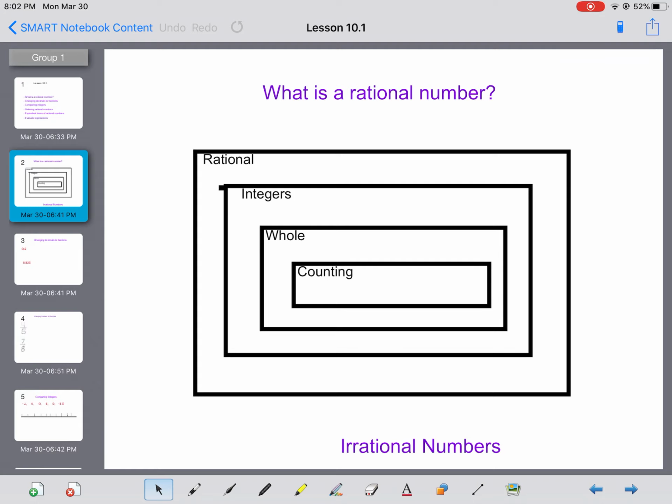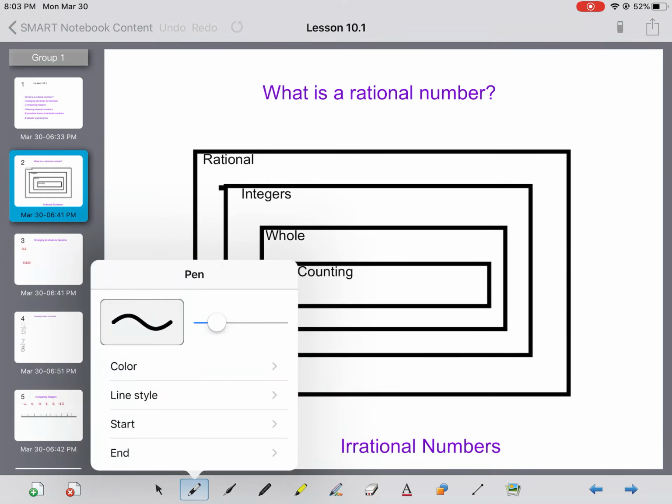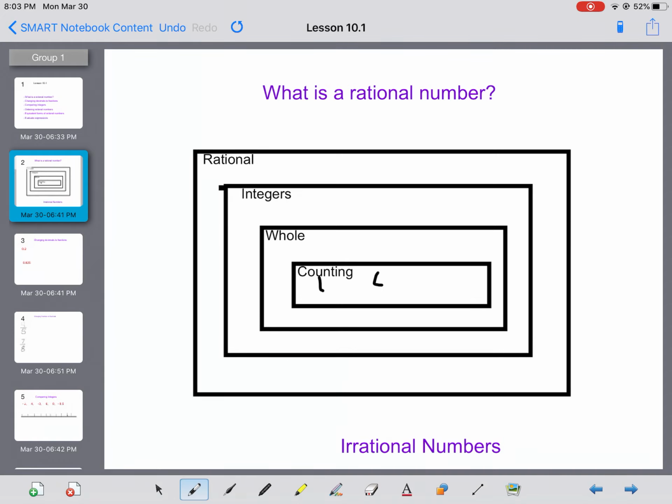Now, a rational number, we actually learned about this all the way back in probably the first or second week of school. So you remember we talked about counting numbers, whole numbers, integers, and rational numbers. So counting numbers are numbers like 1 or 4 or 5. Whole numbers are all the counting numbers plus the number 0. Then we have integers, which are basically the whole numbers, but then you also can have negative numbers. Okay? And then we have rational numbers.